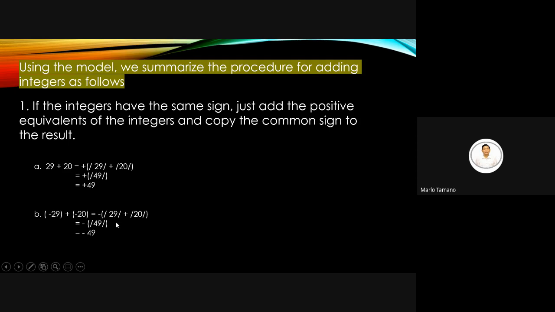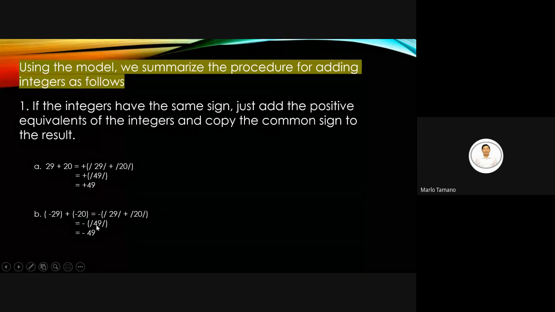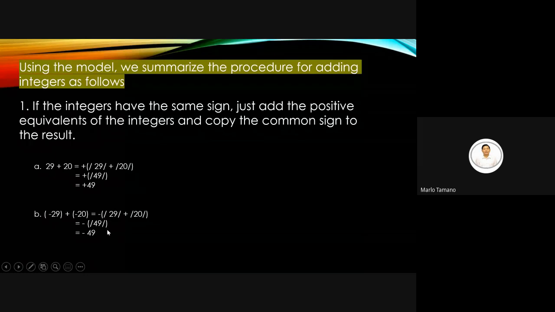Then, parenthesis, absolute value of 29 plus the absolute value of 20. Then, equal sa baba, copy the negative. Then, open parenthesis, the absolute value of 49, close parenthesis. Then, copy the negative. The absolute value of 49 is 49. Your final answer is negative 49.